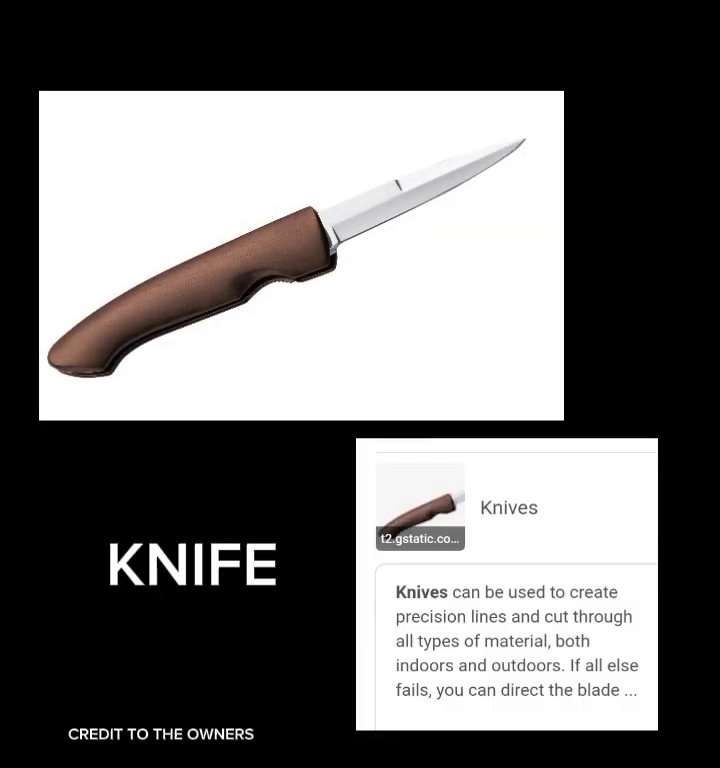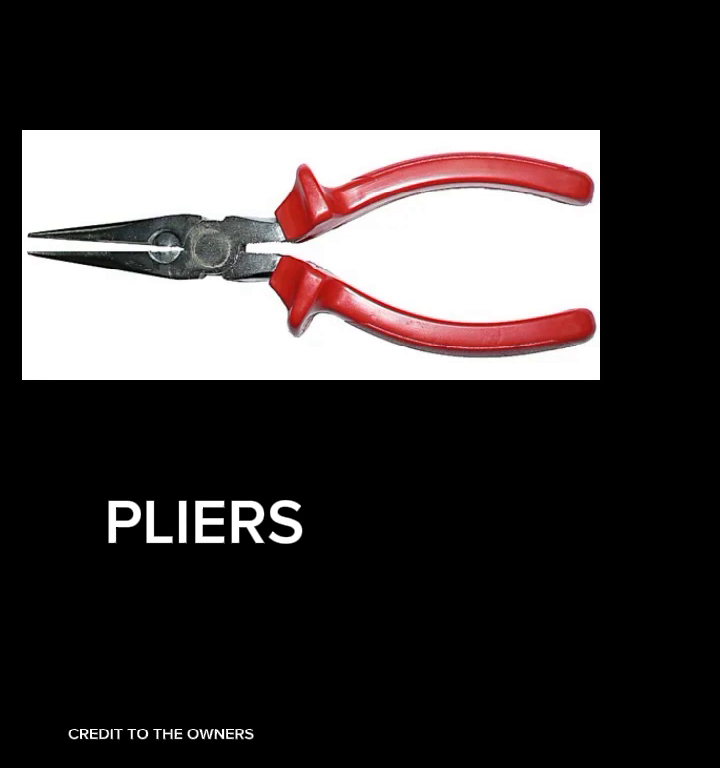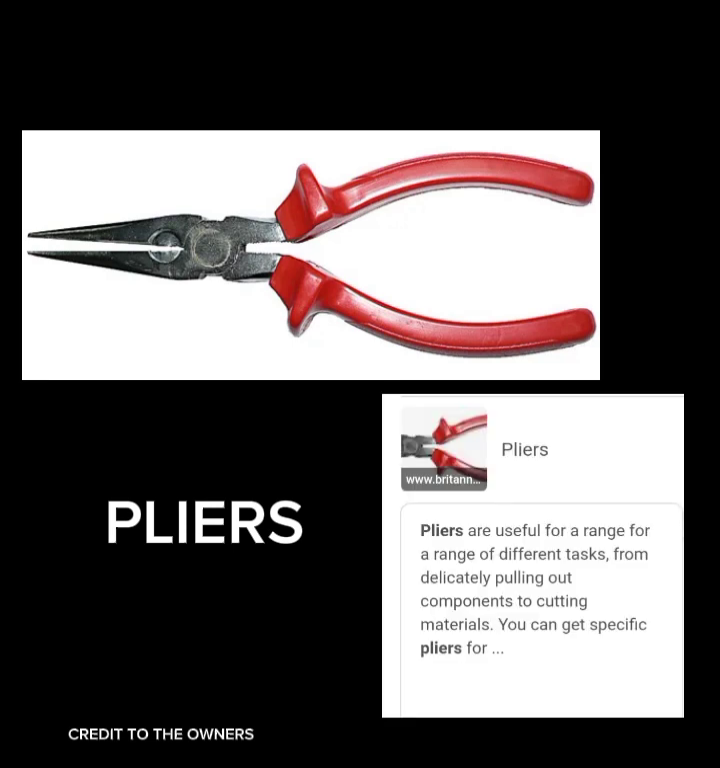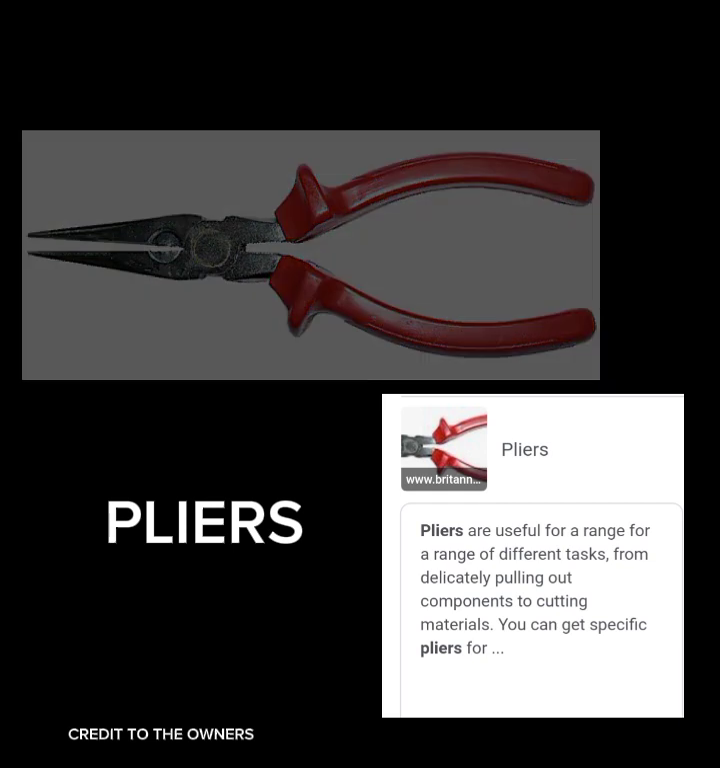Next is the knife. Knives can be used to create precision lines and cut through all types of materials, both indoors and outdoors. If all else fails, you can redirect the blade. Next is the pliers. Pliers are useful for a range of different tasks, from delicately pulling out components to cutting materials.